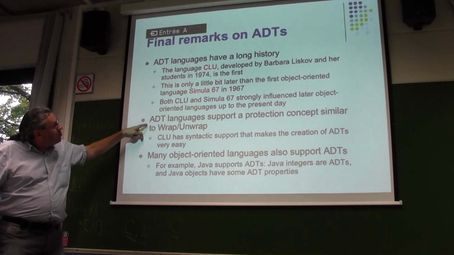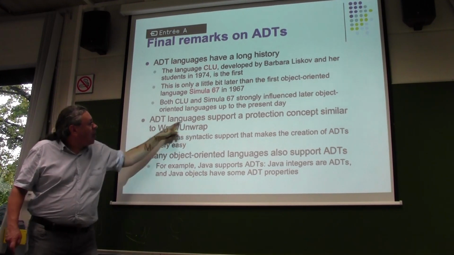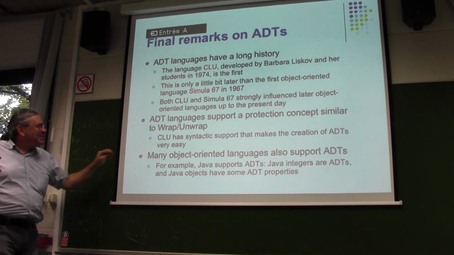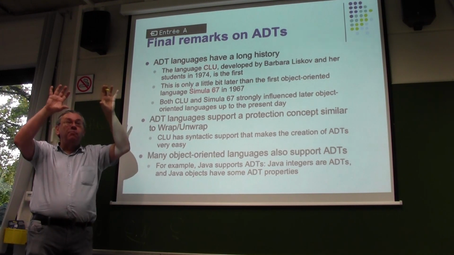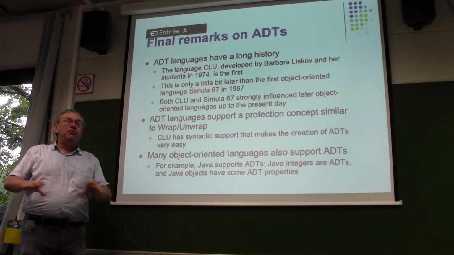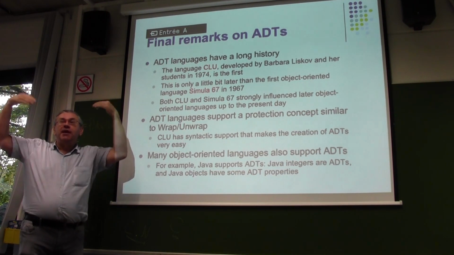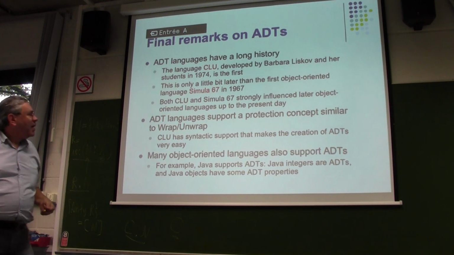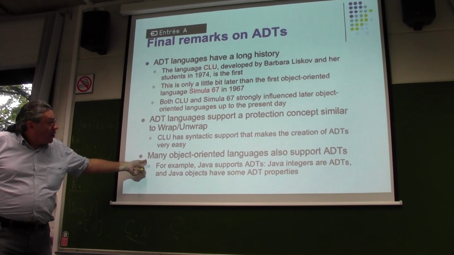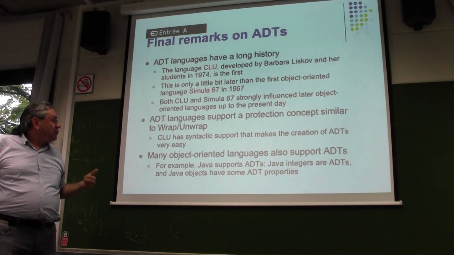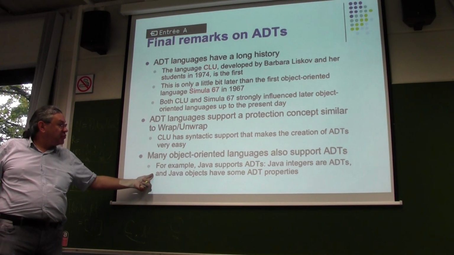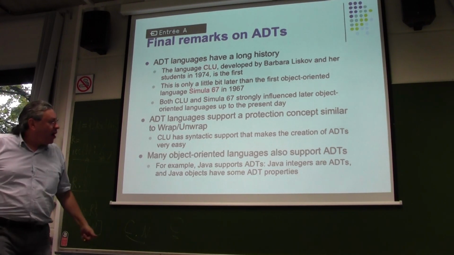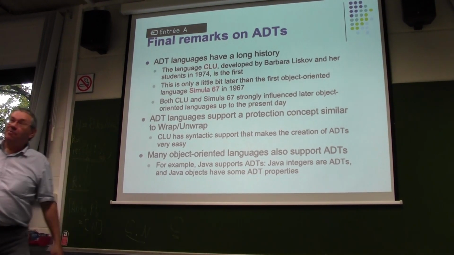So the language CLU has a similar wrap concept like wrap and unwrap, but it's magic. Inside CLU you don't see it. You have syntactic support. You can create abstract data types, and behind the scenes, there's a wrap and unwrap, okay? And other languages also support abstract data types. So Java actually supports abstract data types. It's not so well known, but Java objects are actually also abstract data types.